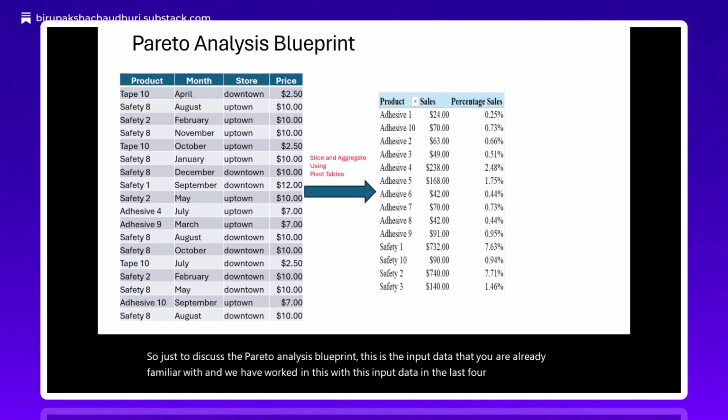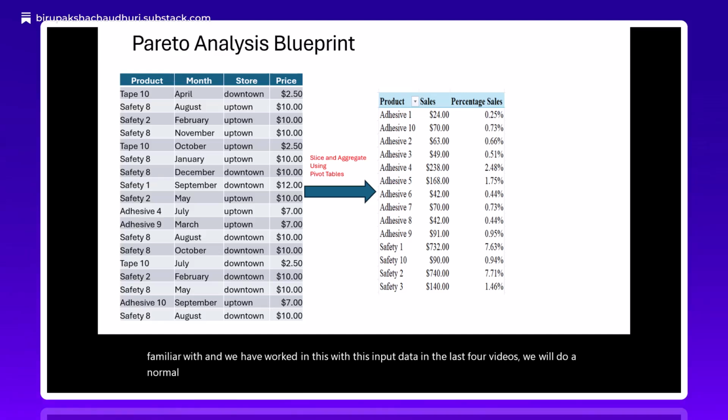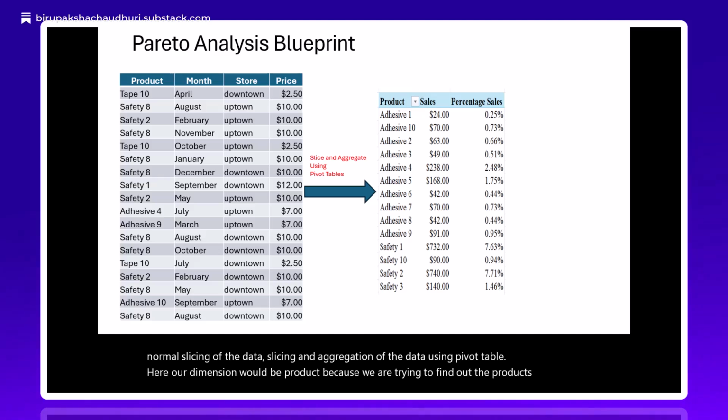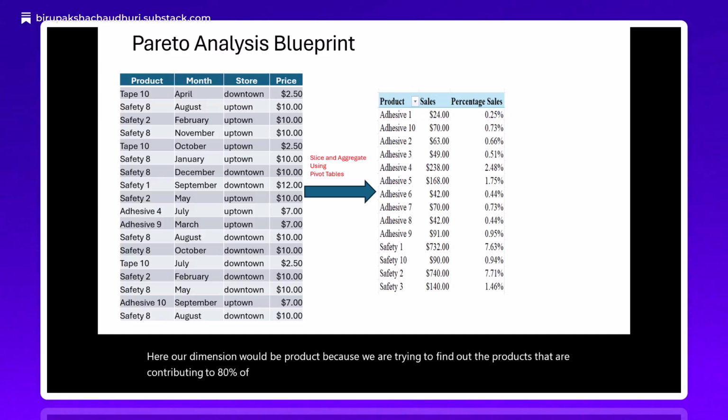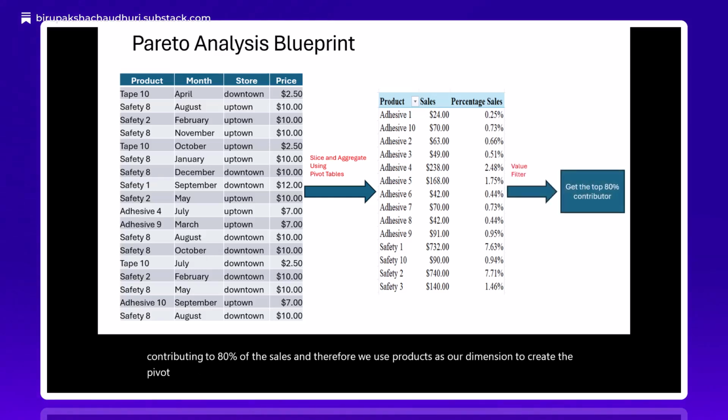We will do a normal slicing of the data, slicing and aggregation. Here our dimension would be product, because we are trying to find out the products that are contributing to 80% of the sales. And therefore we use product as our dimension to create the pivot table. Once we have the pivot table, then we will use the value filter feature of the pivot table to filter out the top 80% of the product contributors.